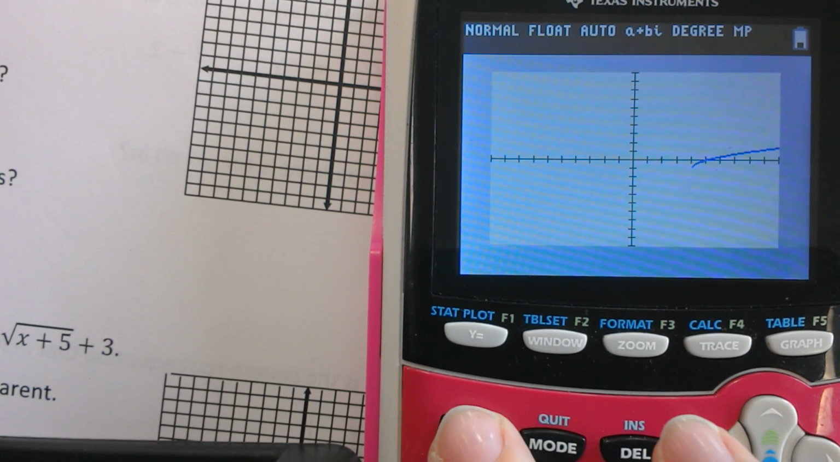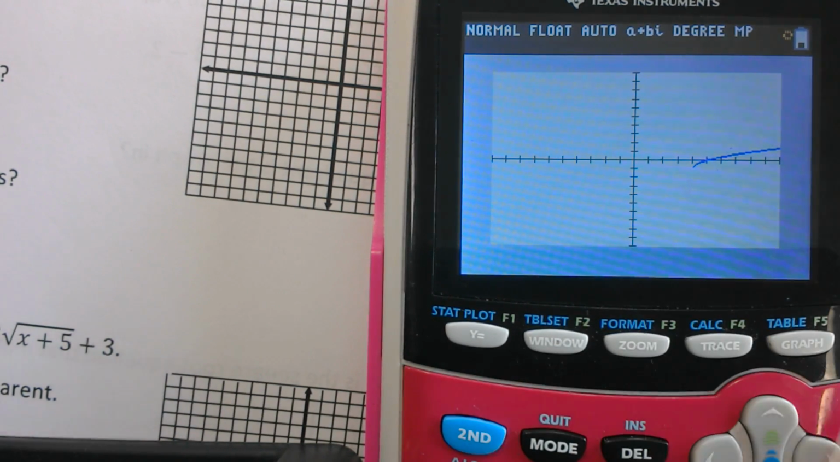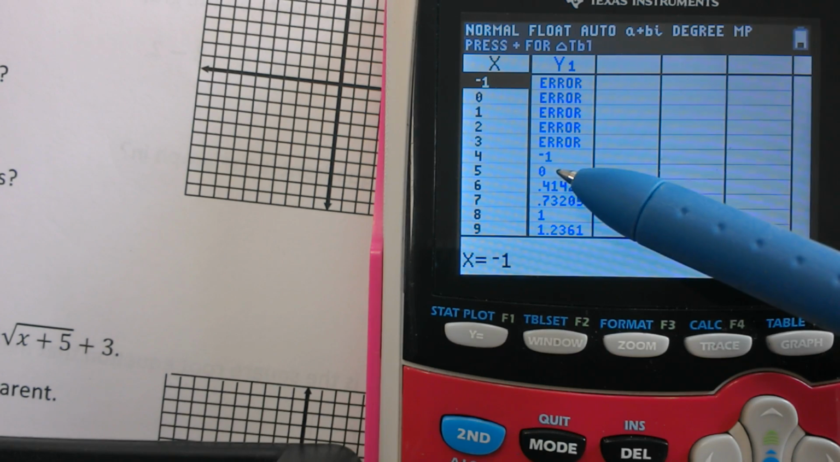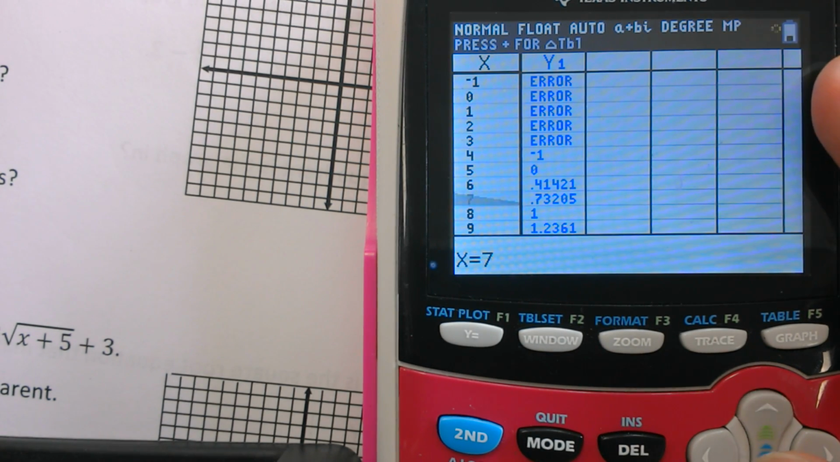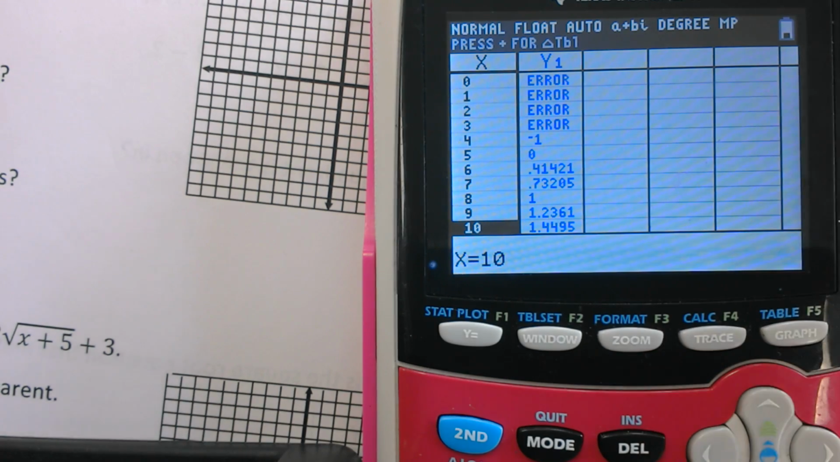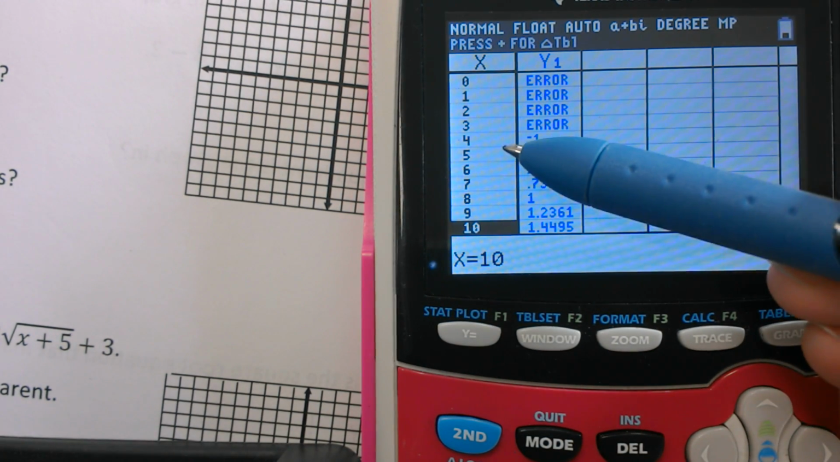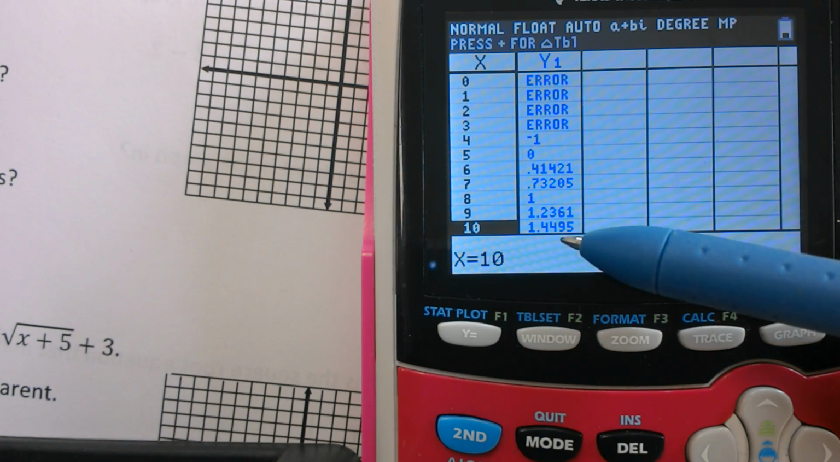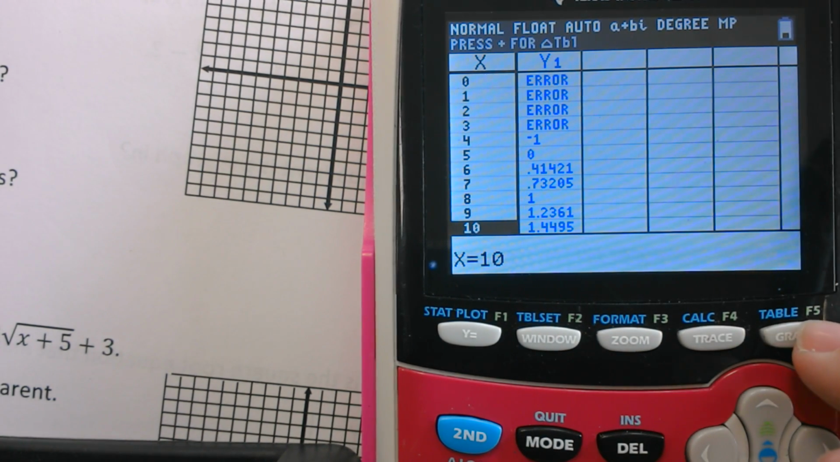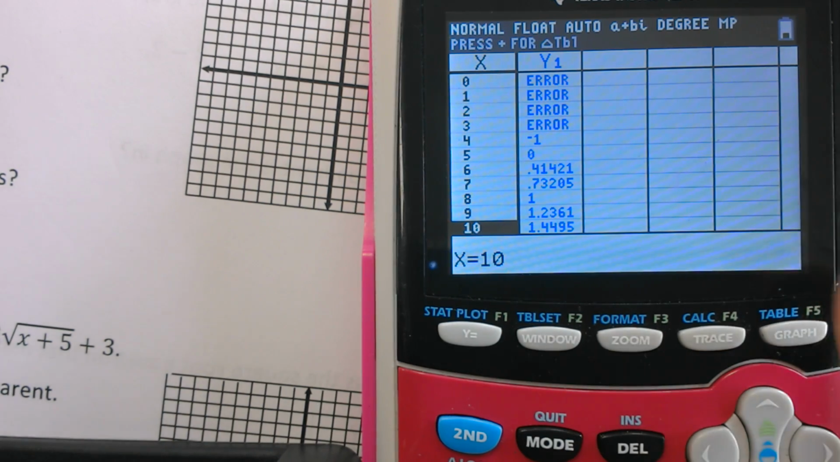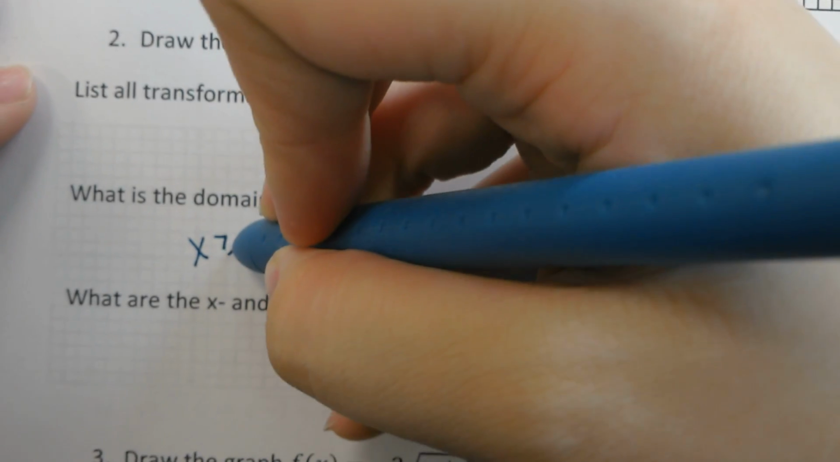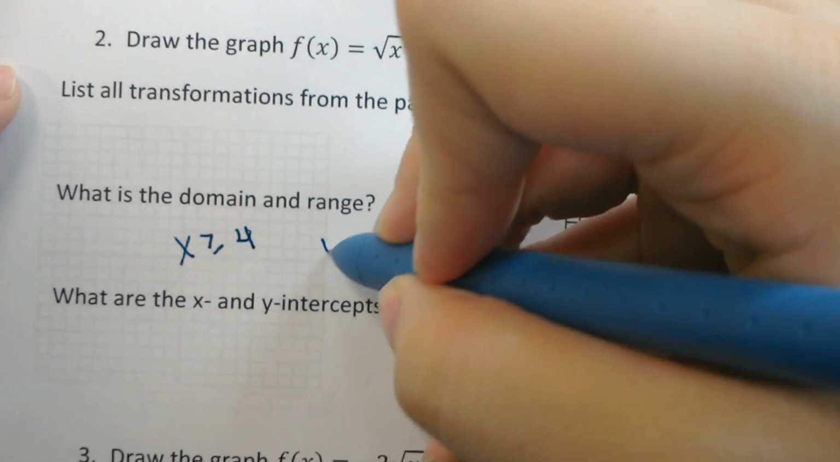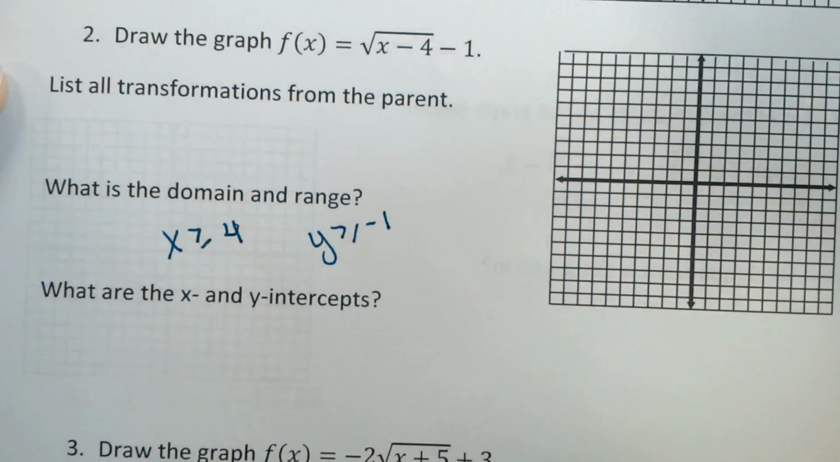Okay, so now I need to find points. It looks like it started around 4. I should have started at 4, negative 1. And then I have 2 more points after that I could plot. And you can see that x is increasing and y is increasing. So that's good for my domain and range. So the domain x is greater than or equal to 4. The range y is greater than or equal to negative 1.